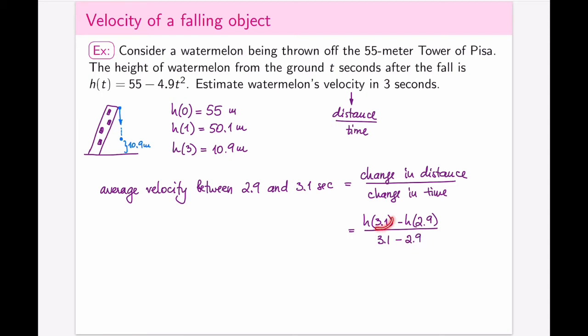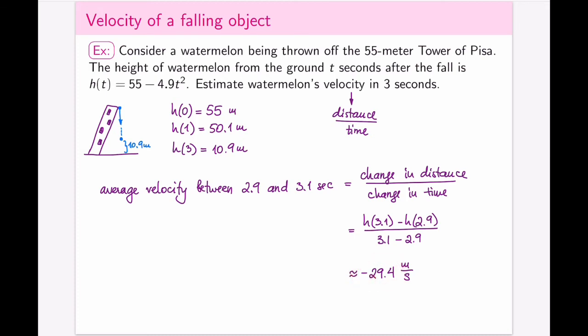Now, this is fairly straightforward. I simply plug in 3.1 for t to compute the height. I plug in 2.9 for t to compute the height at 2.9 seconds. I calculate their difference. And on the bottom, I already have two numbers. I can plug everything in, and I'm going to see that my overall number is going to be minus 29.4. And what are my units? The change in distance, the distance was measured in meters, divided by the change in time, and the time was measured in seconds. So meters per second.